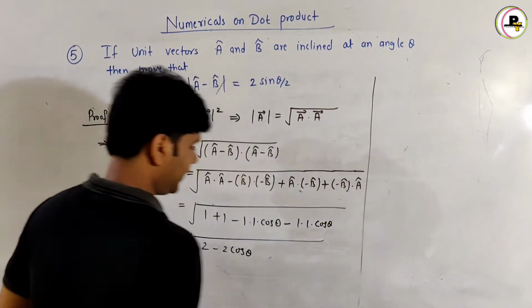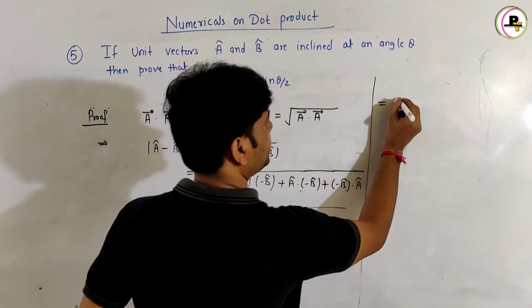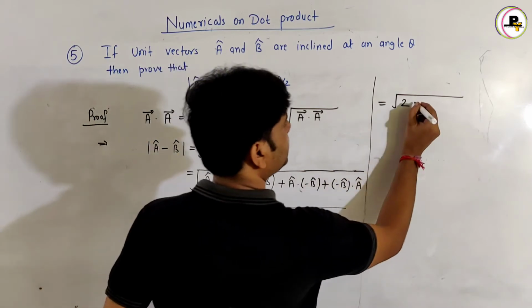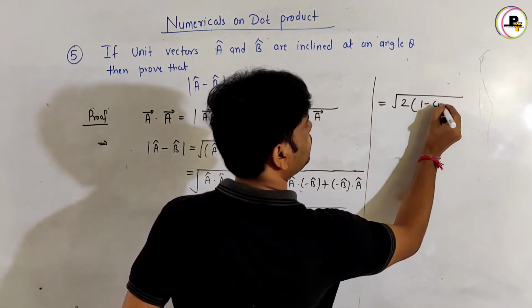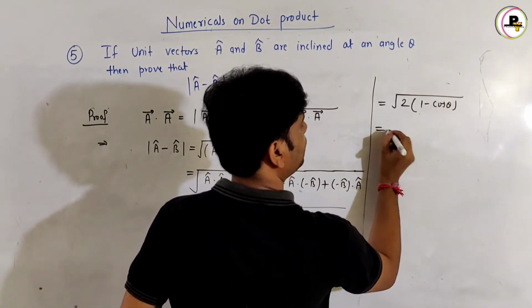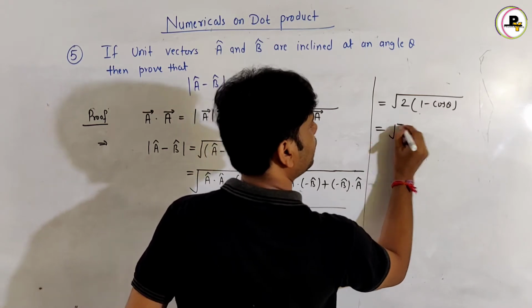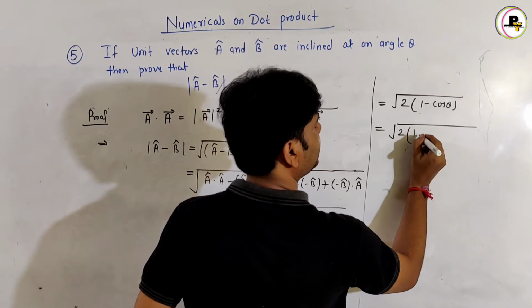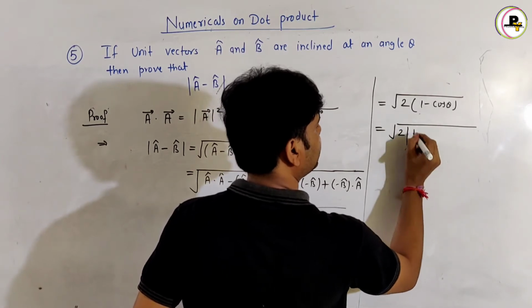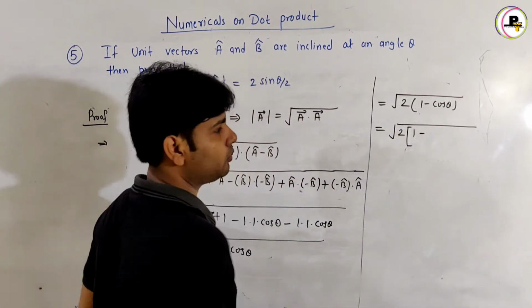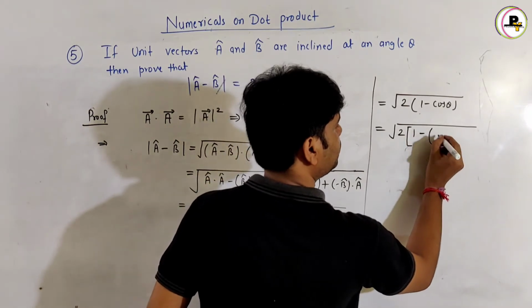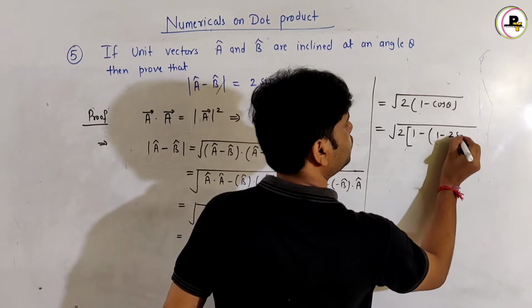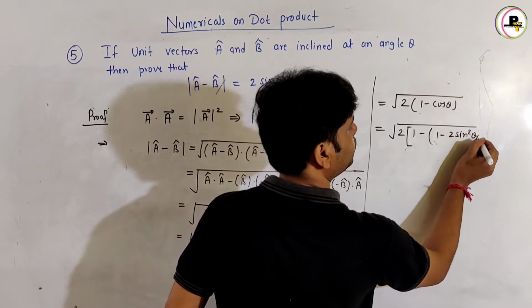Now let's solve this value. So this is equal to what? Square root of 2 will be common, and I can write here 1 minus cos theta, or this is equal to square root of 2 into 1, and this value will be equal to what? This value can be written as, using the half angle formula, 1 minus 2 sine square theta by 2.